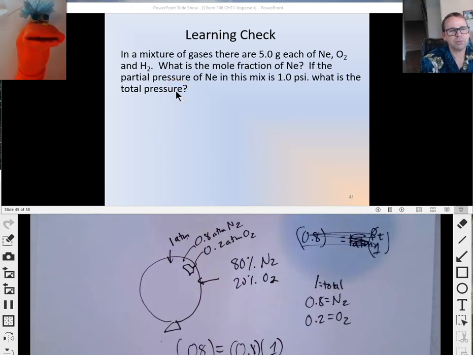Okay, so in a mixture of gases, there's 5 grams each of these different gases. What's the mole fraction of neon if the partial pressure of neon in the mix is 1 psi? And then what's the total pressure? So let's do the mole fraction first.